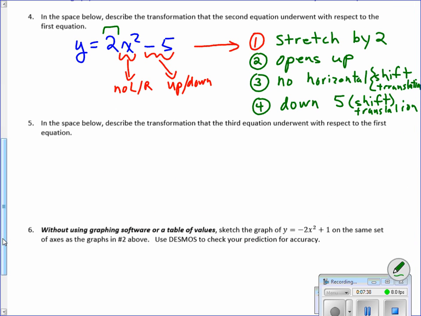So basically, let's take a look at the third equation now. The third equation is y is equal to negative x squared plus 2. Now, the number that's in front of this x squared term is understood to be negative 1. So, first of all, the moment that you see a negative sign, it means it's opening down.